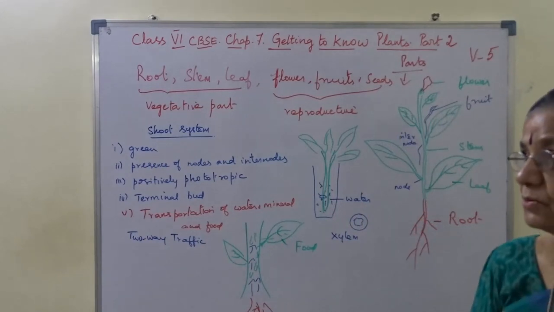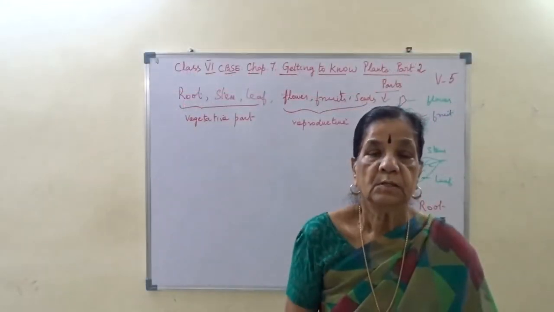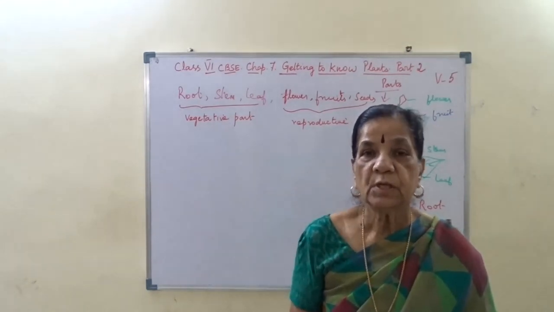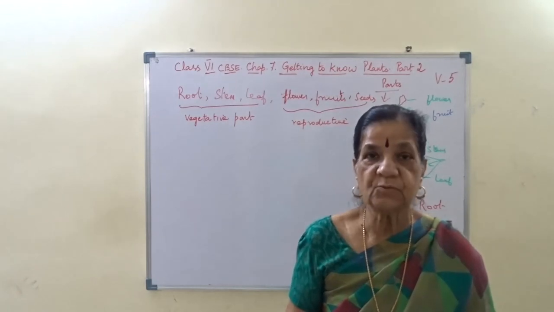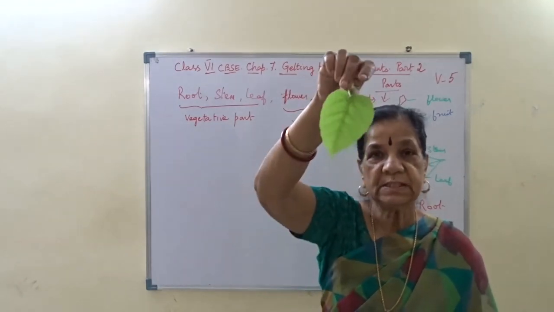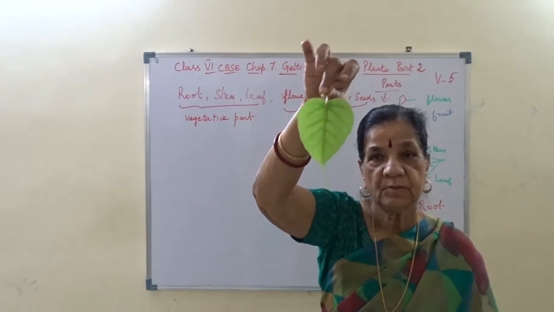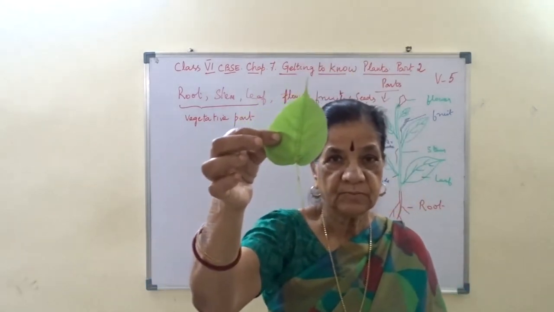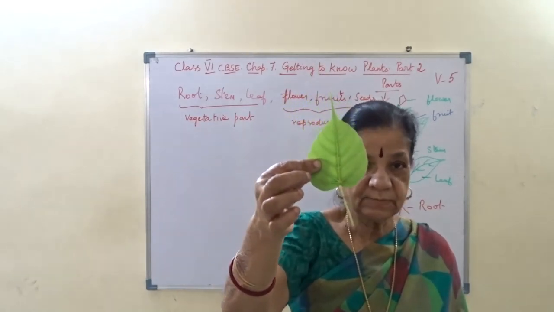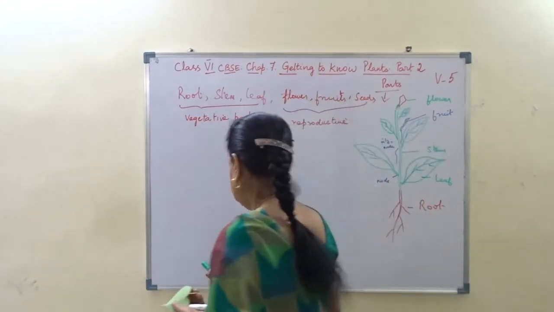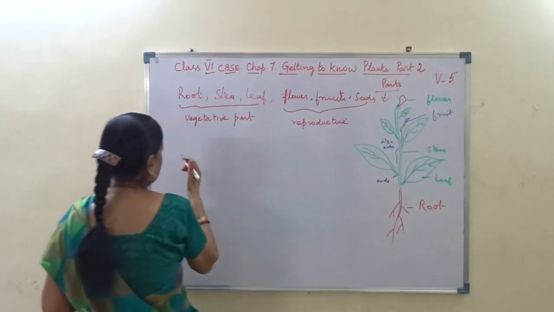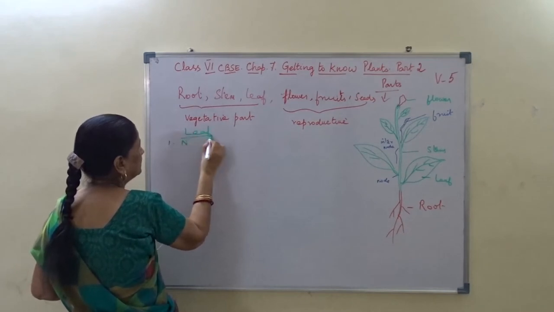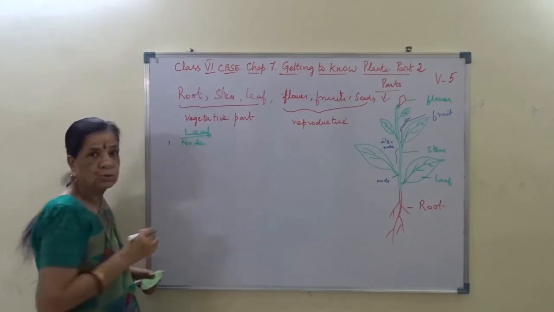We'll just continue. Next, in the shoot system, we are going to learn about the structure of a leaf. Now, see this leaf. And the leaf is it. Okay. Now, this is a leaf. Now, the leaf is arising from the nodal region. Leaf arises from the node.